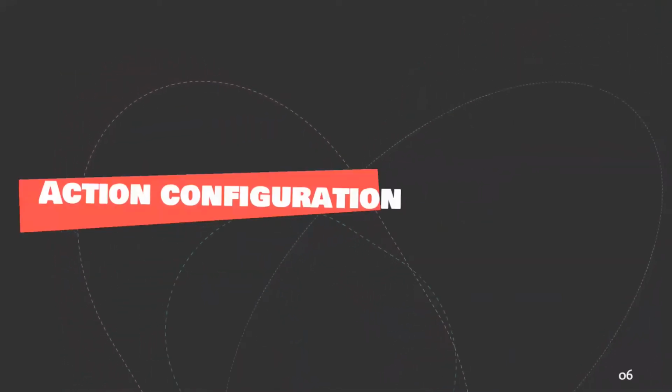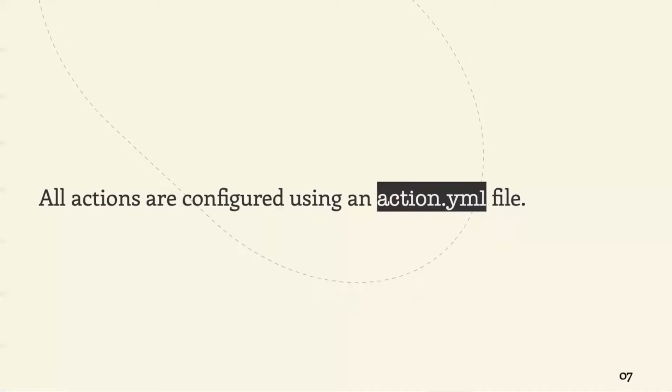So action configuration, all of this begins with a single file, and it's an action.yaml file. So this is the main configuration file for your action. It's the one where you're going to be defining the input requirements, the output requirements, as well as how it's going to be run. So let's take a look at a very basic one.